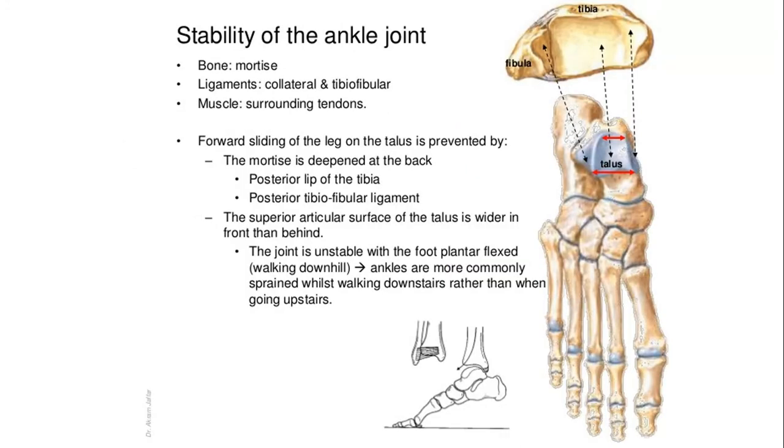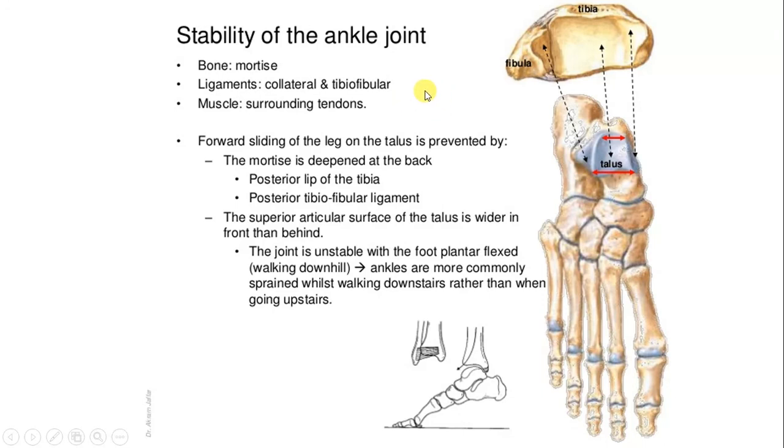If we go further, we can now tell how the stability of the ankle joint is made. The first factor is that it is a mortise, the socket and trochlea. The other factor is the ligaments. We have seen the medial deltoid ligament, the lateral ligament, and the tibiofibular ligament. These ligaments take part in the stability of the joint. Then there are the muscles which cross the joint from the leg into the foot to produce movement at the ankle joint.